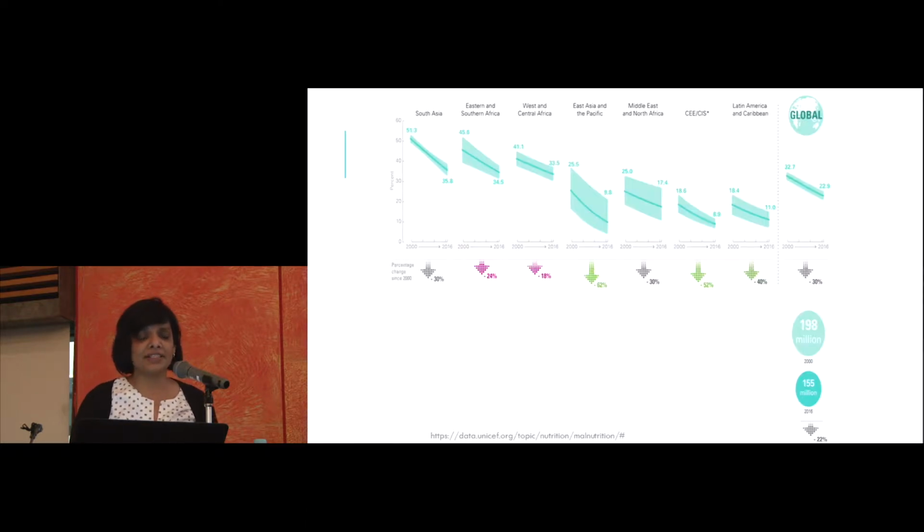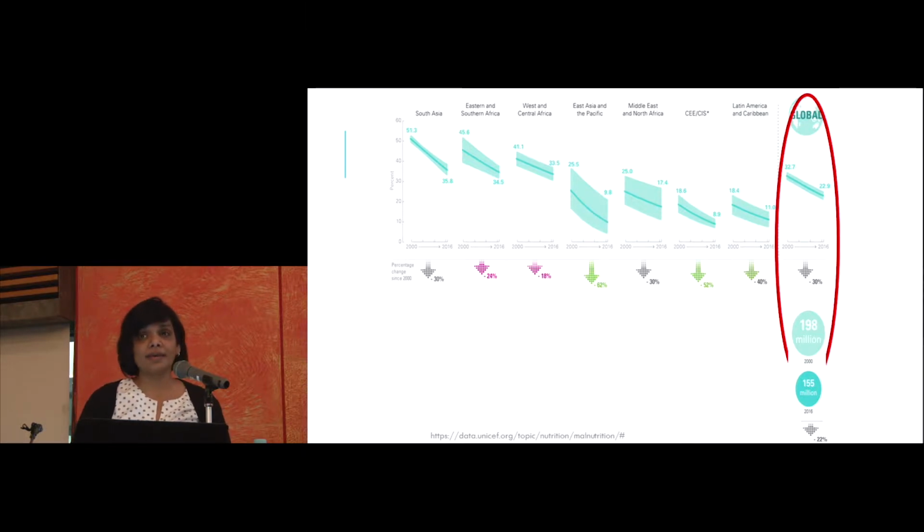So with that basic understanding, we have a massive burden of malnutrition, undernutrition. And although, as these statistics indicate, between 2000 and 2016 we have seen some declines, about a 30% decline in child stunting prevalence rates.